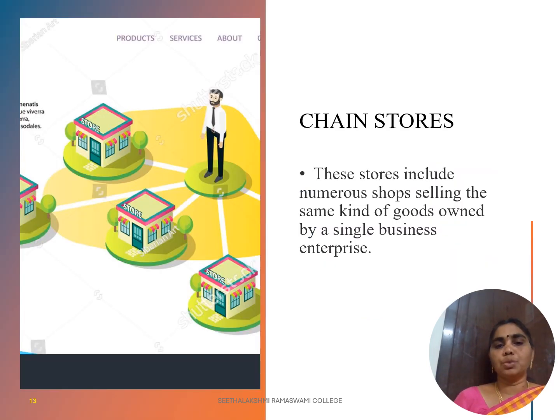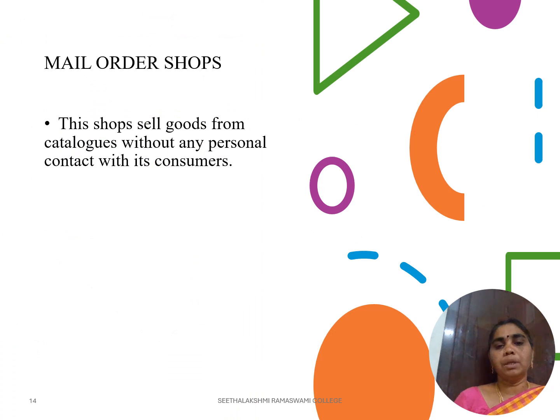Number two is chain stores. These stores include numerous shops selling the same kind of goods owned by a single business enterprise. Third one is mail order shops. These shops sell goods from catalogs without any personal contact with the consumer. It represents that form of retailing in which the business transactions are conducted through postal communication without any personal contact with the buyers. Nowadays, Amazon, Flipkart, Meesho occupy an important place in mail order.